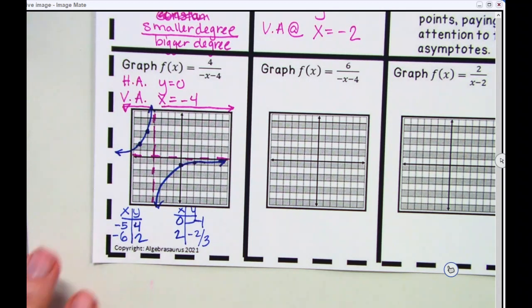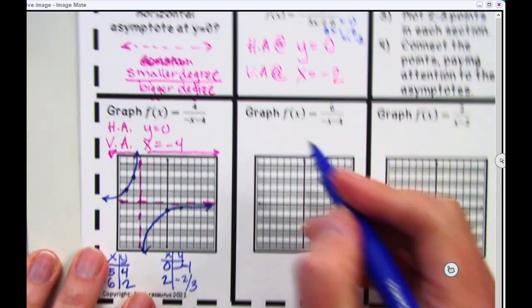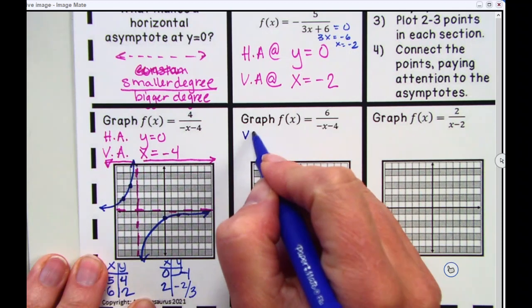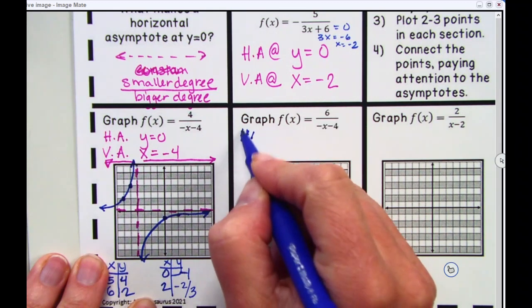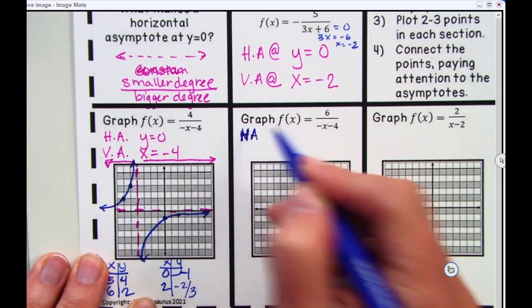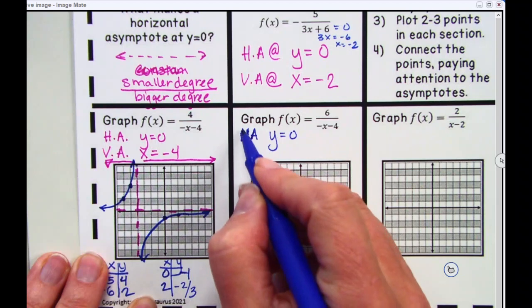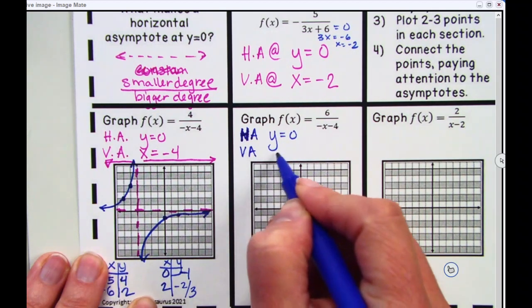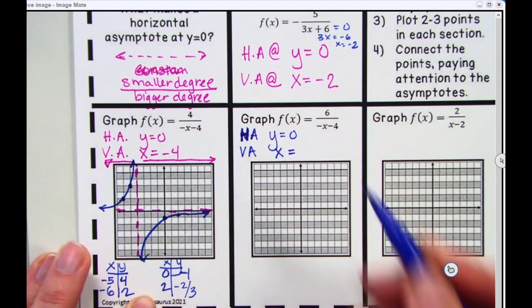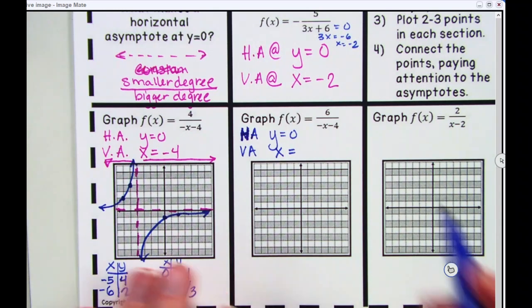All right, let's follow our steps for the next problem. Vertical asymptote. Where? Ooh, sorry. You guys are used to me saying horizontal asymptote first. Horizontal asymptote is at y = 0. My vertical asymptote is where? What makes that denominator equal 0? It's the same denominator as the one we had before. All right, so that's going to be -4 again.